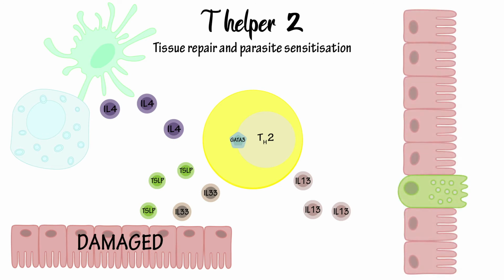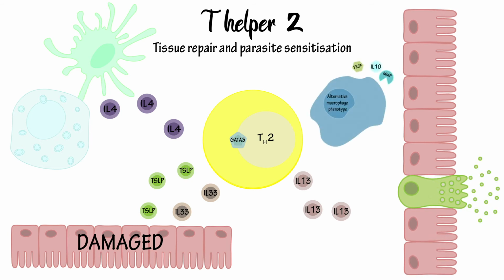IL-13 also enhances mucus secretions and encourages gut peristalsis in the GI tract. In the GI tract, you want low inflammation, hence the Th2 response leading to anti-inflammatory macrophages and encouraging gut peristalsis to move pathogens along is preferred.